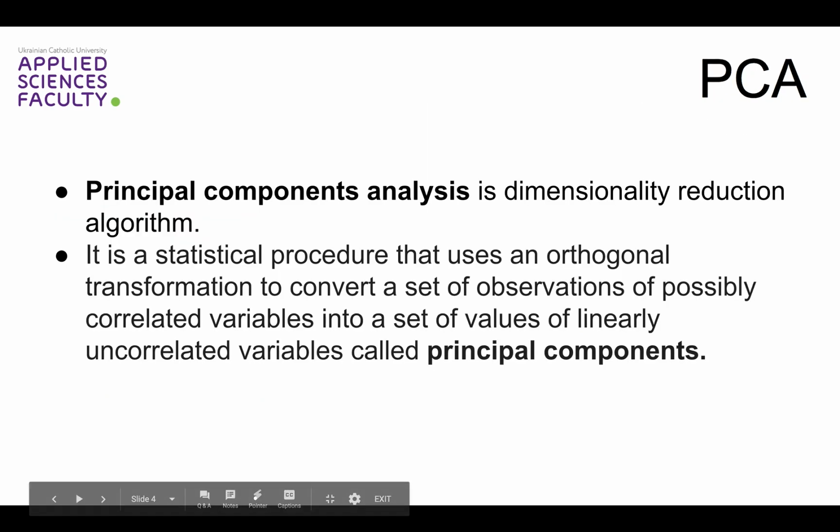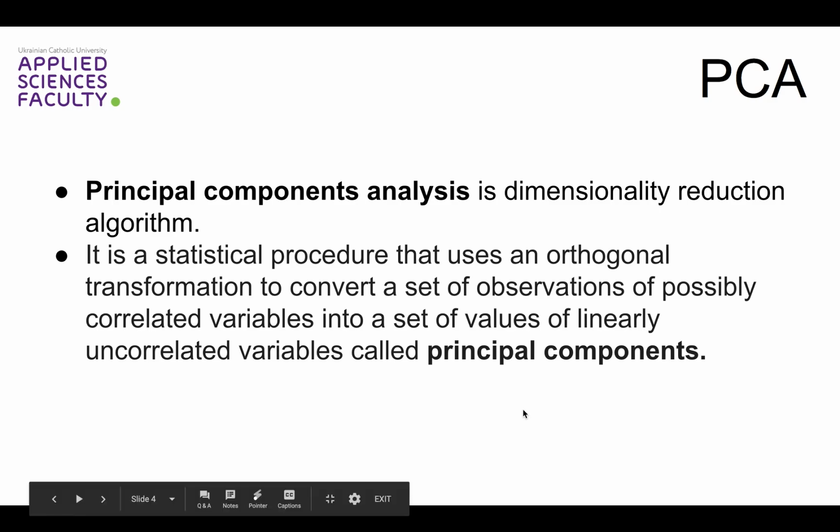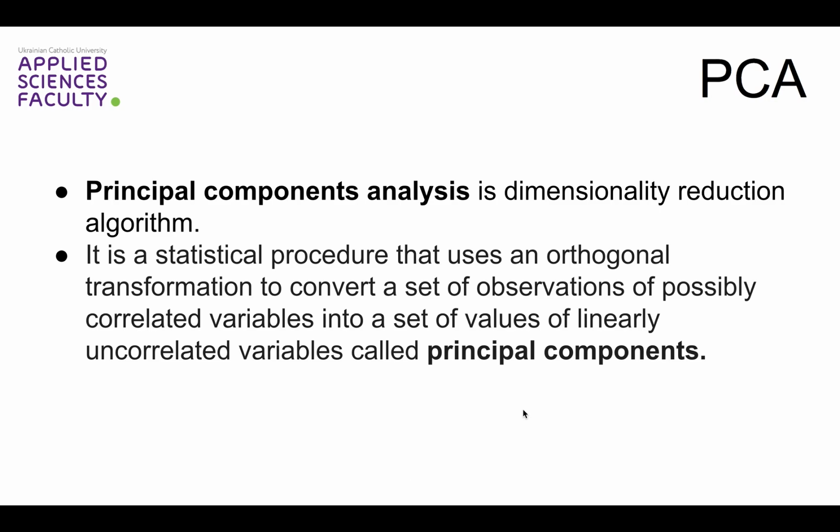It turns out principal component analysis, or PCA, is actually a dimensionality reduction algorithm, and it could be used for these kinds of tasks. The main idea of PCA is the usage of orthogonal transformation to convert a set of observations, which could be possibly correlated, into a set of values of linearly uncorrelated variables, which are called principal components.